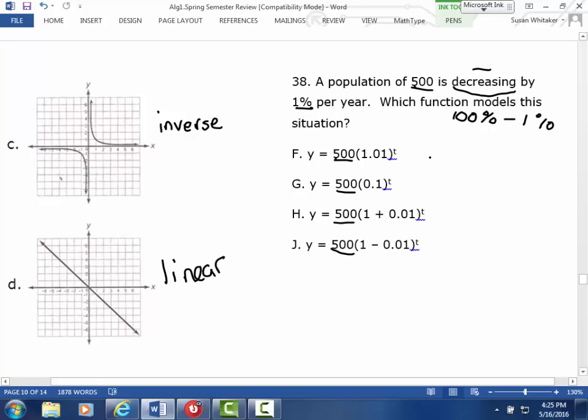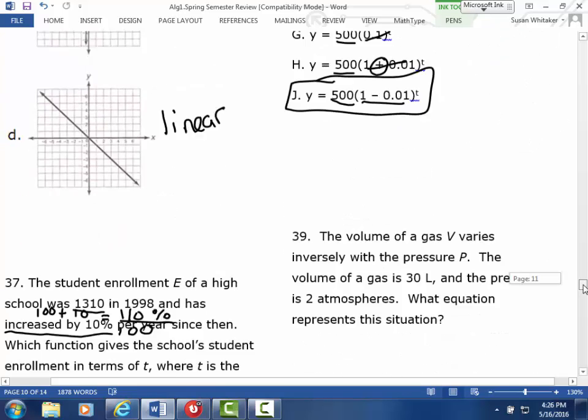Okay, and if I'm looking here, right, we got 1.01, that would be more than 100%, right? Because this would be 1 minus 0.01. So let's see, that's more than 1. That's 0.1, that's not even right. And then we have 1 plus 0.01, so that's not going to work. And 1 minus 0.01, that's a match. Okay, moving on, 39.